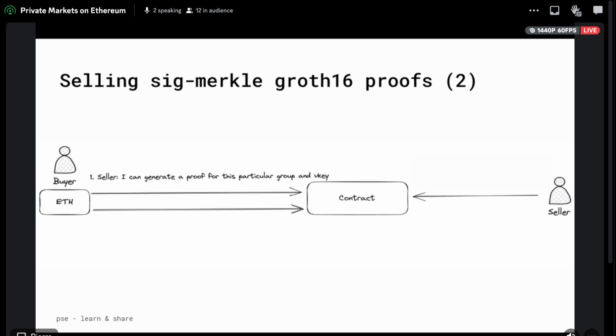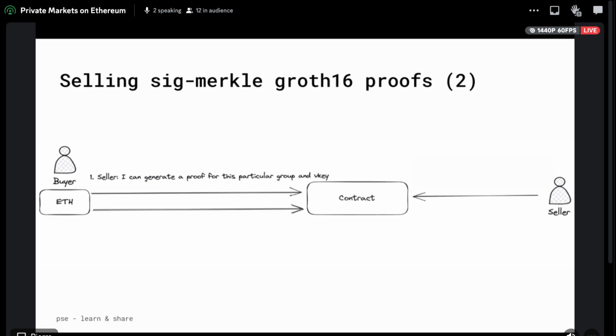Okay, so let's go over how that works. Here the buyer comes and says, in the case of Rhiannon, I can generate a proof for this particular group. A group here is some group that has exclusive rights to post some messages on Rhiannon. And the seller comes and says, I can generate a proof for this particular group and this particular verification key.